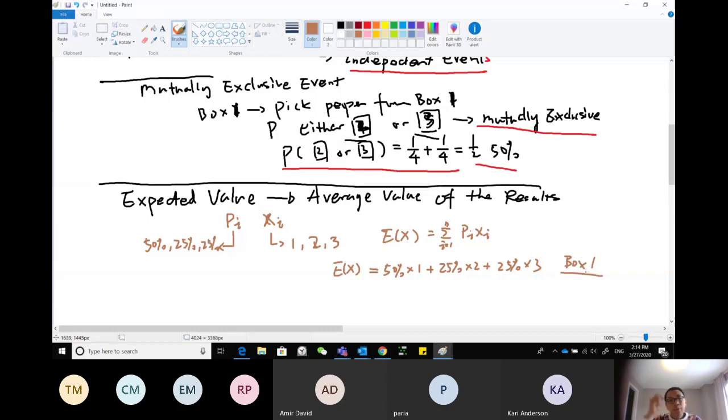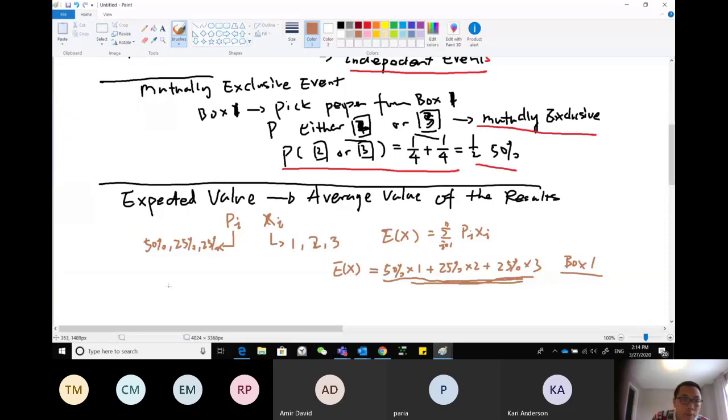So what it means is, if we keep picking the papers from the box and then put it back, over a huge number of times, the average value we can get for that paper is expected to be this value here, right? So that's our expected value.